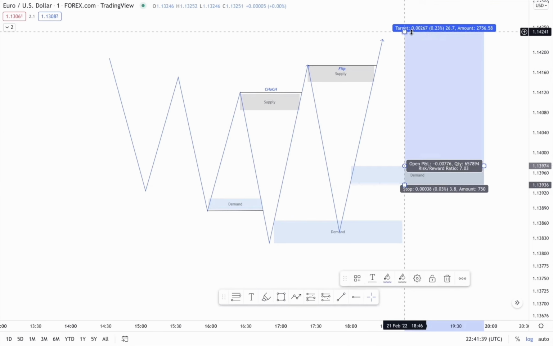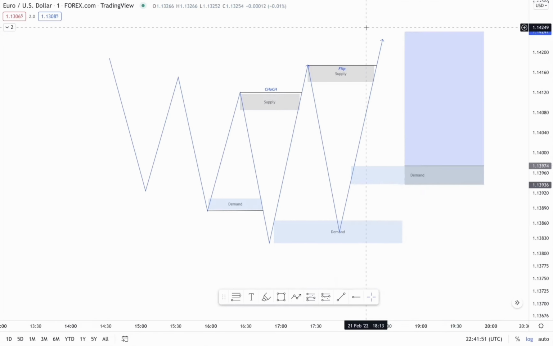Now, I've decided to jump on here and draw it out just to make it a little bit easier, and I can explain how it works before I jump onto a candle chart or a live chart, whatever you want to call it. It just makes it easier for those of you that don't really understand what a change of character and a flip is.